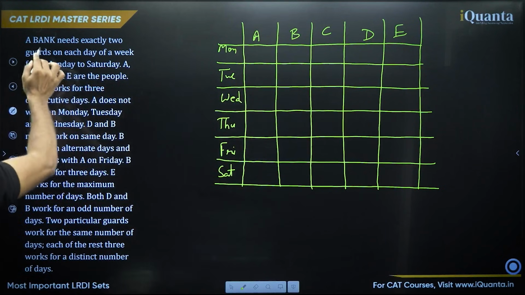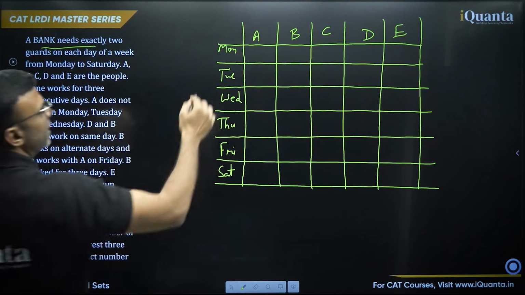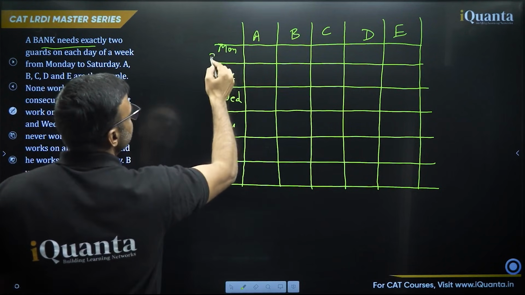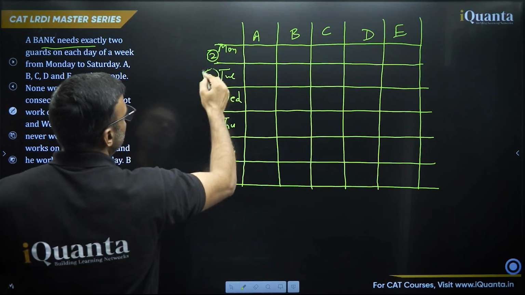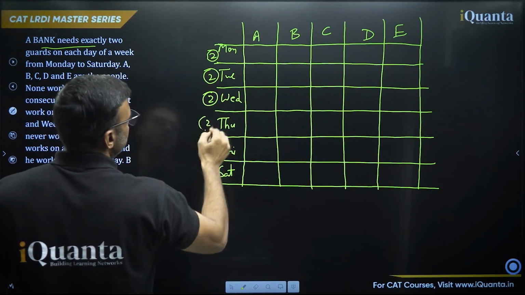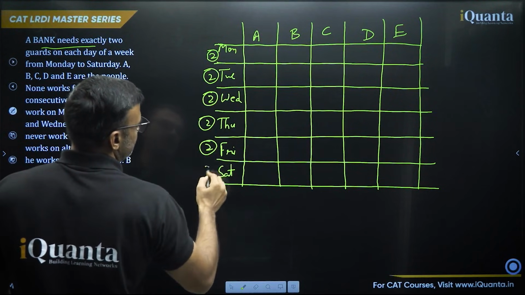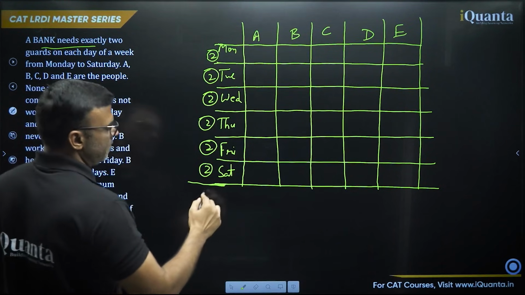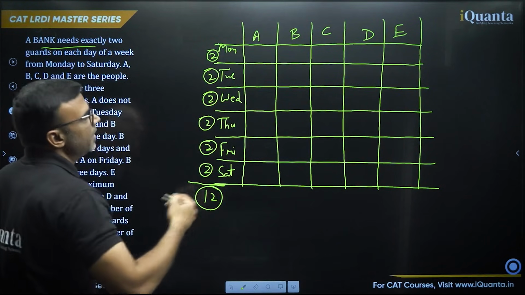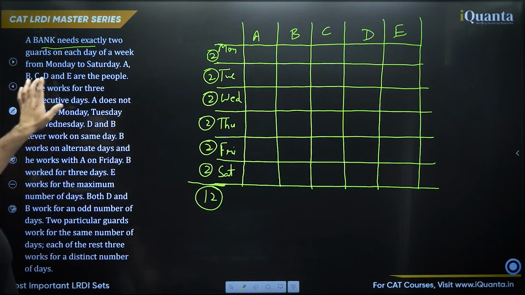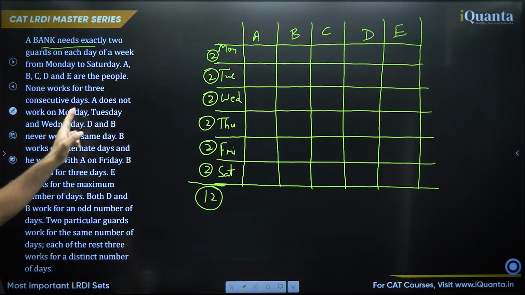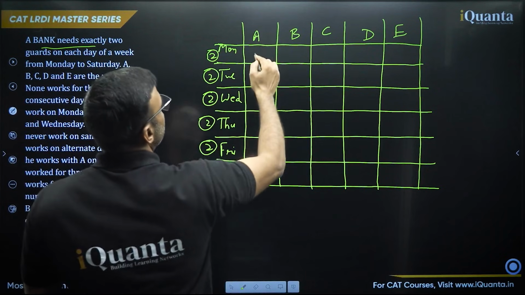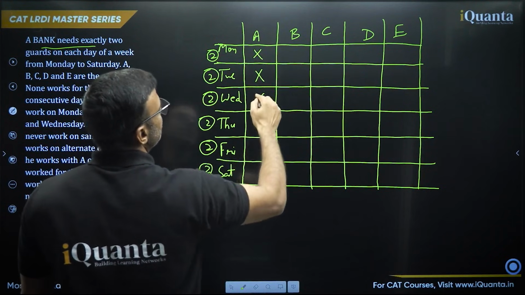A bank needs exactly 2 guards on each day. So the presence, if I count, on Monday is 2, on Tuesday 2, Wednesday 2, Thursday 2, Friday 2, Saturday 2. So the total number of attendances would be 12, 2 on each day. Alright. None of them works for 3 consecutive days. A does not work on Monday, Tuesday, Wednesday.